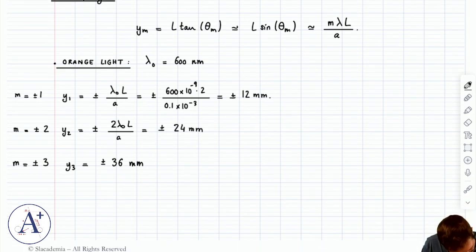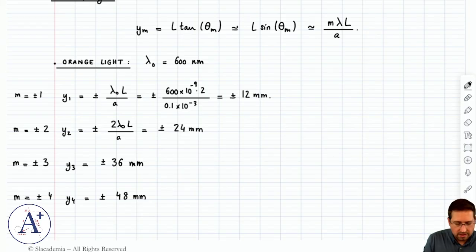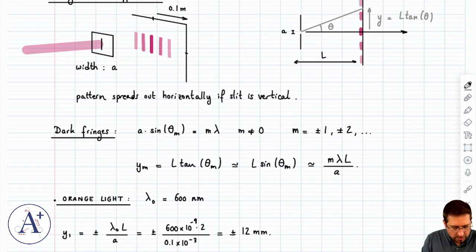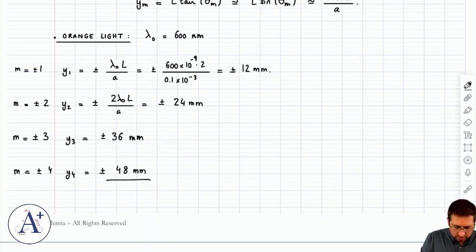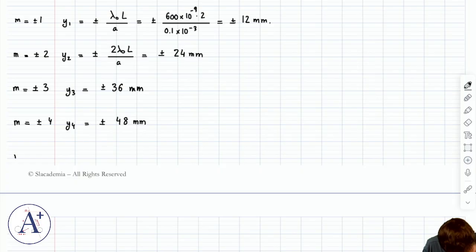Now we can continue going, but eventually we have to stop because we're going to run out of screen. So y4 is plus or minus 4 times 12, which is 48 millimeters. The question is, when do I stop? I stop when I run out of screen, and I have 0.1 meters on either side. 0.1 meters is 100 millimeters, so I can go until I hit 100, and then I have to stop because I'm not going to see that on the screen. So plus or minus 5.